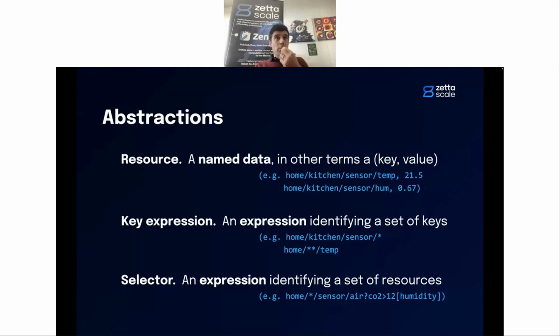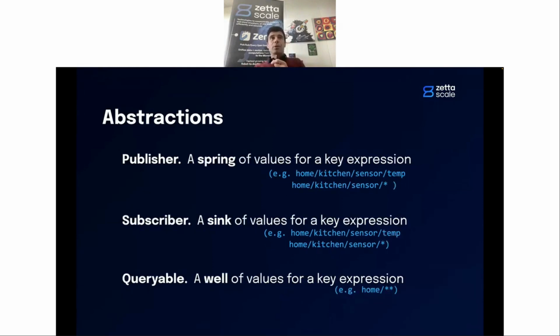So let's continue with abstractions. In Zenoh, we have a publisher, which is a source of values for a key expression. So in this case, a publisher could say, hey, I'm publishing data for the resource named home, kitchen, sensor, temp, or I'm publishing data for all the sensors in the kitchen. Then you have a subscriber, which you can visualize as a sink of values for a given key expression. So again, I'm interested in receiving data for home, kitchen, sensor, temp, or you put a wildcard, it would be all the sensors in my kitchen.